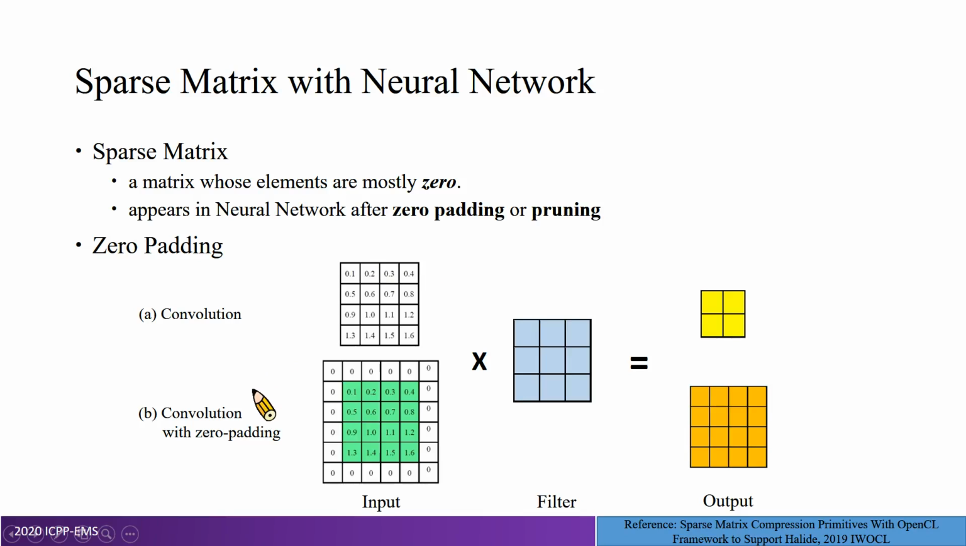However, as shown in example B, we can use zero padding to add zeros around the outside of the input image and overcome the above problem. And this will make input array become sparse.